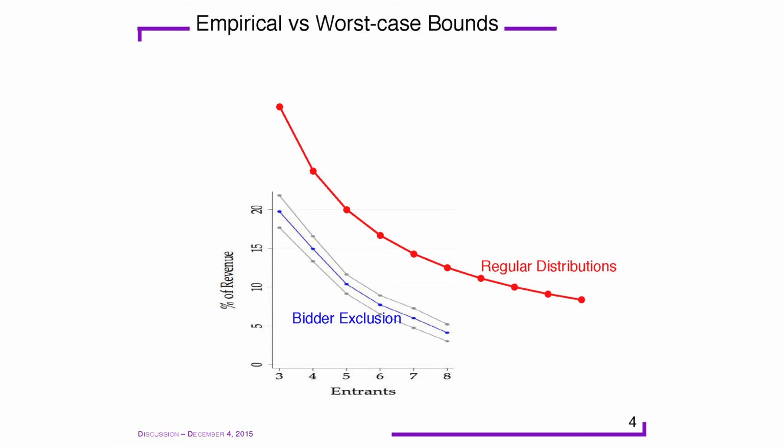Okay, and so regular is declining marginal revenue. Virtual values are monotone. It's the same assumption the Bulow-Klemperer theorem requires.